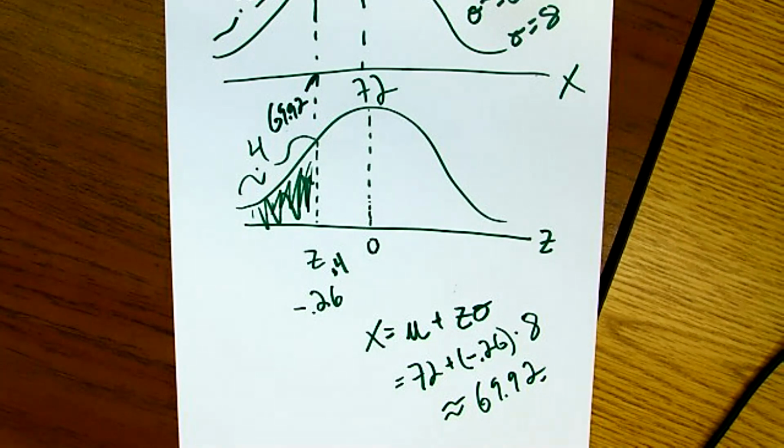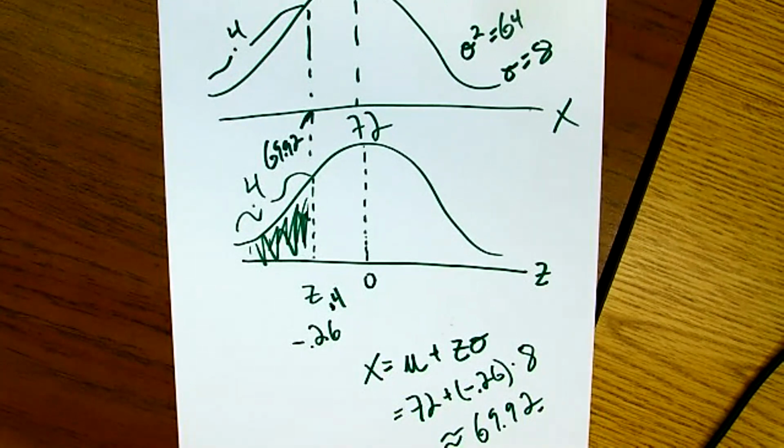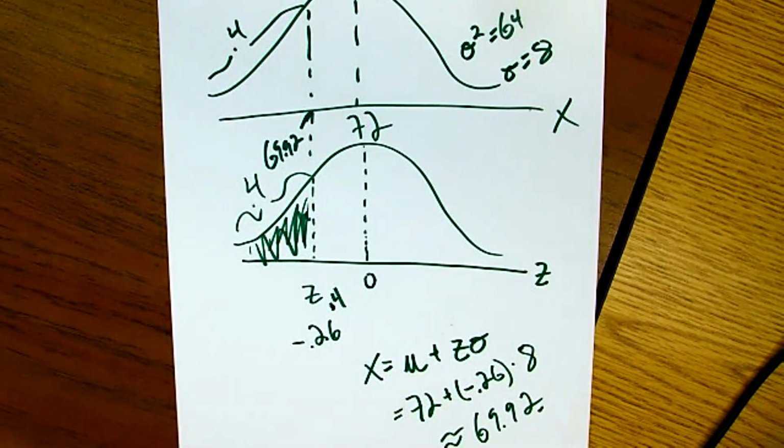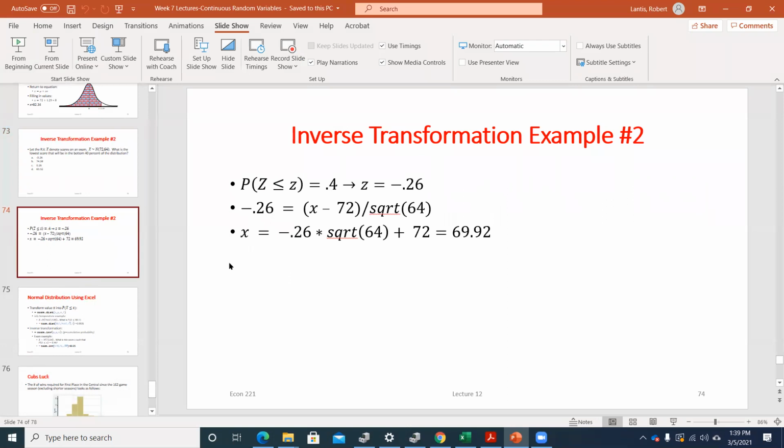Any questions on that? We're okay with this? All right. So it's really just doing everything in reverse. Instead of starting with an X value, turning it into a Z-score, looking that Z-score up and finding the corresponding probability, we find the probability, find the corresponding Z-score, then plug that Z-score into the inverse transformation formula to figure out what that cutoff score for X is. All right, so that's what we did here.